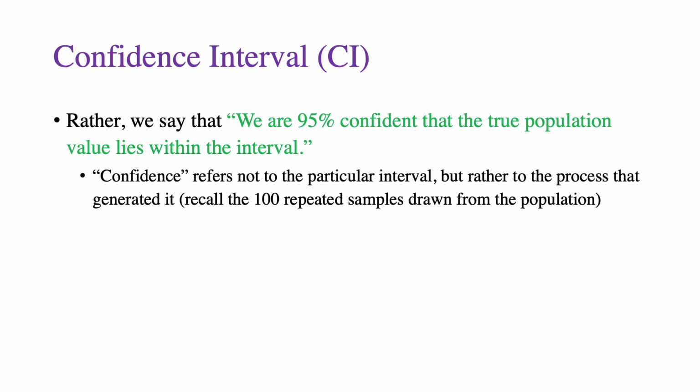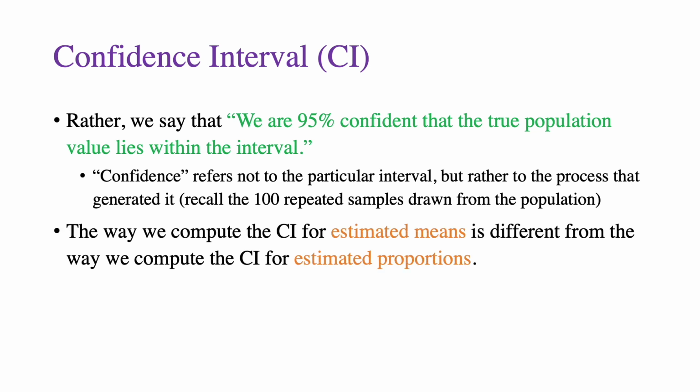Now, you don't need to really worry about the formulas or how to obtain it, because the software will be doing that for you. I would just like to mention that the way we compute the confidence interval for means or averages is different from when we compute proportions. We'll be going back to means and proportions in the next video, when we talk about the t-test and the chi-square test. It's basically hypothesis testing, which we'll be covering in the next video.